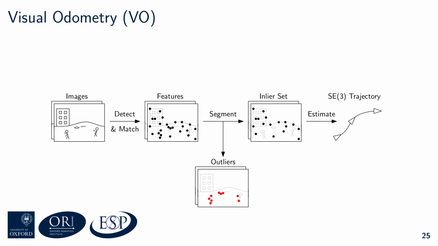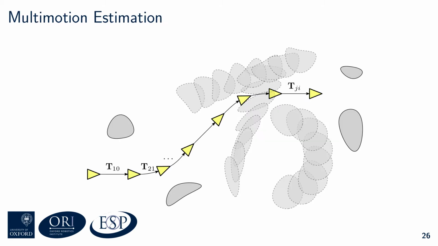So the simplified visual odometry pipeline looks something like this. Our stream of images are turned into features, which we then segment into an inlier set, which is the biggest set that describes a single motion, and the rest of the features are rejected. We then take this inlier set and use it to estimate a full SE3 estimate of how the robot has moved through time. The question is, what about all these other motions in the scene? These are all being rejected. These can all be considered outliers.